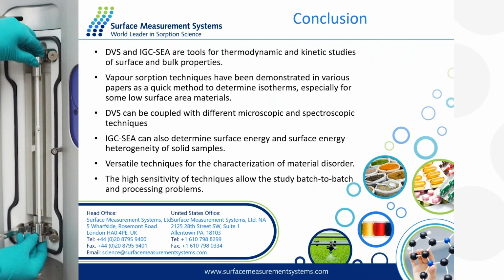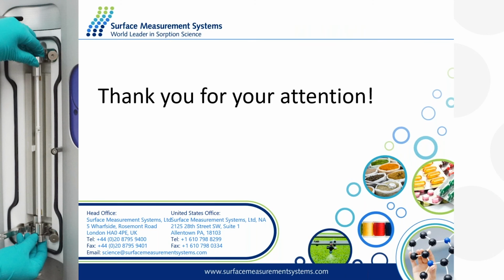So for conclusion, DVS and IGC are two vapor sorption techniques used for the characterization of a wide range of materials, including pharmaceutical powders, fibers, polymers, or film samples. By studying the isotherms, we can calculate the BET specific surface area, especially for very low surface area materials, with quite good accuracy and reproducibility. So I hope you will find DVS and IGC useful for your future research. And that's all for my presentation. Thank you very much for listening. If you have any questions, just let me know.